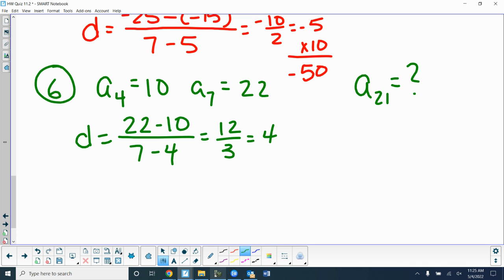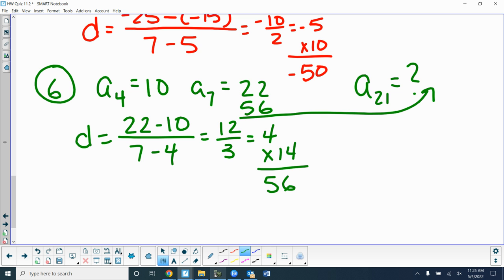So how many spots is it from 7 to 21? 14, I was going to say 7 to 14. All right. So 14 spots. So 4 times 14 is what, 56? So I'm going to add 56. So that's 78 for the 21st term.